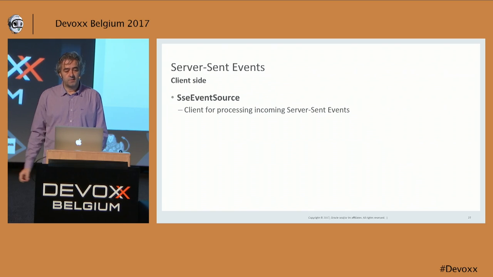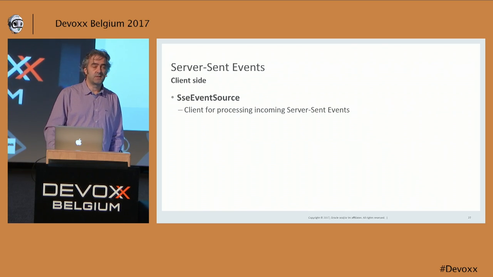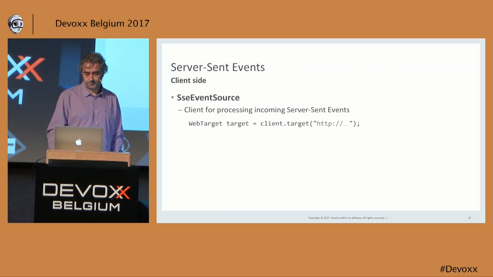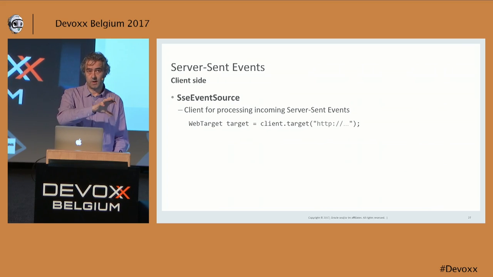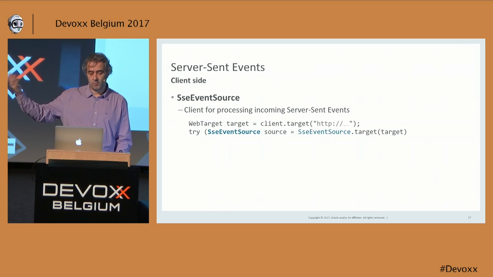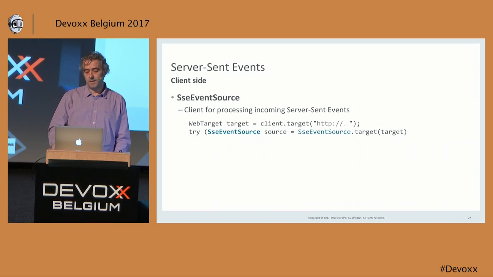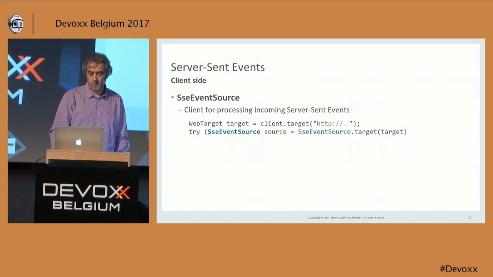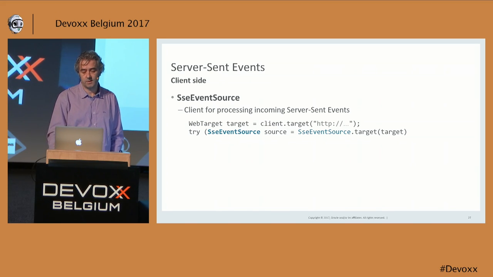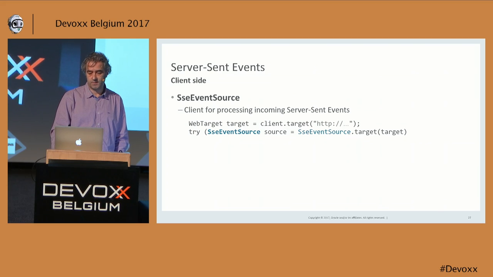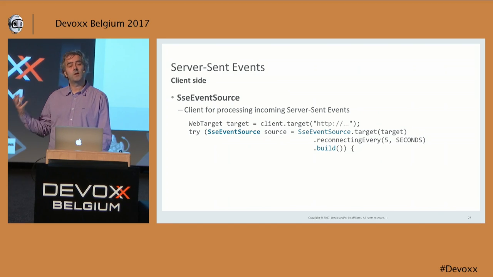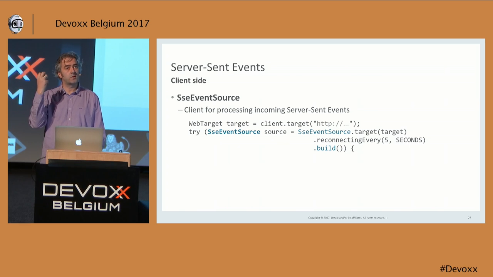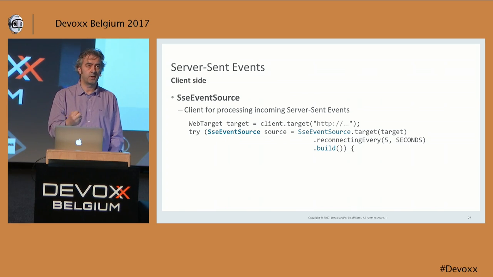Then on the client side, we have SseEventSource. So that's basically the client-side view. We have the client-side container. We set the web target of our remote SSE endpoint. Then what we need to do is create the connection object. So for SseEventSource, we set the target. We have the ability to configure it, and we will invoke the build method to actually construct the object. So we are not establishing the connection at this point.